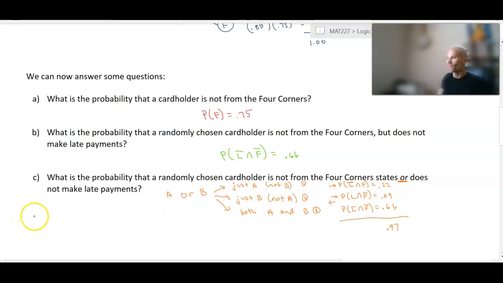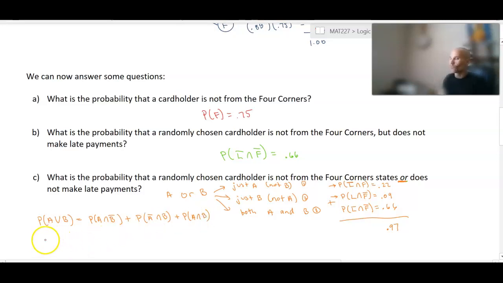Okay, so what we've just found is the probability of A or B. Now I'm going to write a formula, but we didn't need this at all. It just boiled down to some simple computation. It's the percentage of people who are in A and not in B, plus the percentage of people who are not in A and in B, plus the percentage of people who are in both.